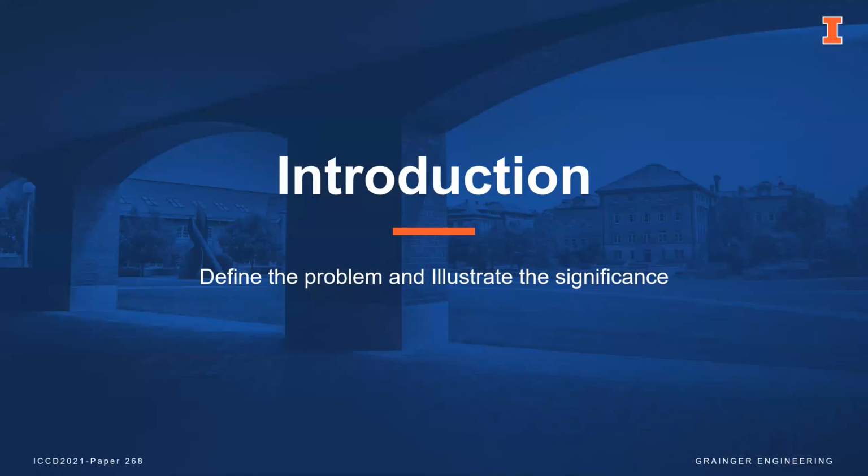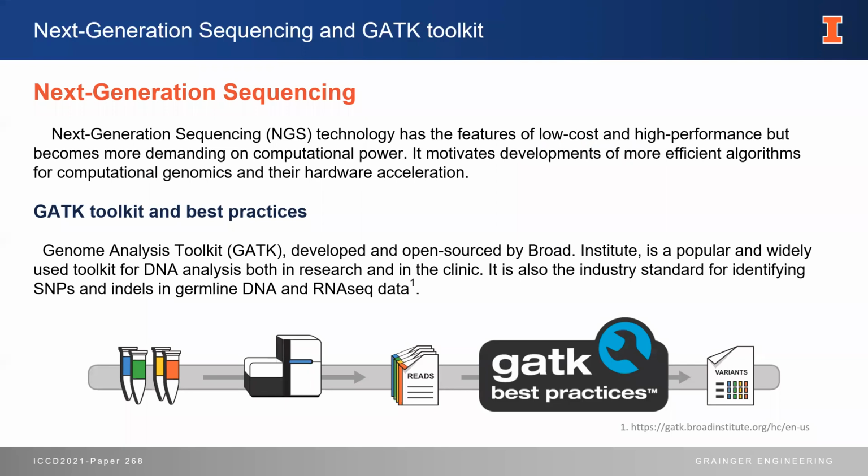So the first part covers sections 1 and 2 in our paper. I just want to give you some background and motivation for why we are looking into this work. The first terminology we mention in our paper is next generation sequencing. NGS technology has the feature of low cost and high performance compared to its previous counterpart. And what we can imagine is that it will become more demanding on computational power.